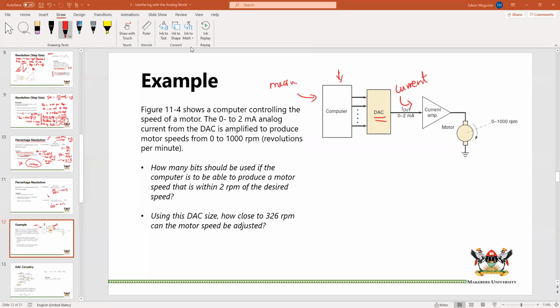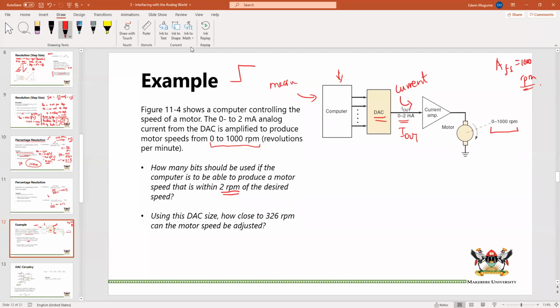So the question is that the 0 to 2 milliamp analog current from the DAC, which is I out, is amplified to produce motor speeds from 0 to 1,000 revolutions per minute. So the range is 0 to 1,000 revolutions per minute. That gives us our full scale as 1,000 revolutions per minute. How many bits should be used if the computer is to be able to produce a motor speed that is within 2 revolutions per minute of the desired speed?